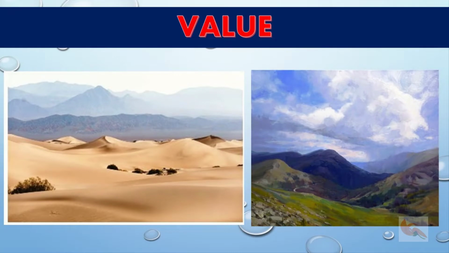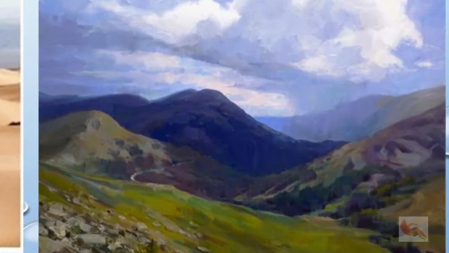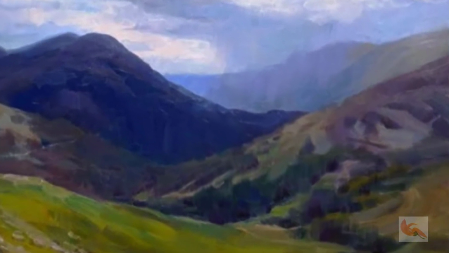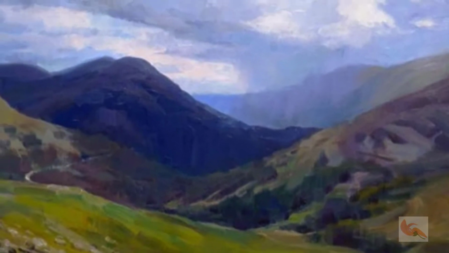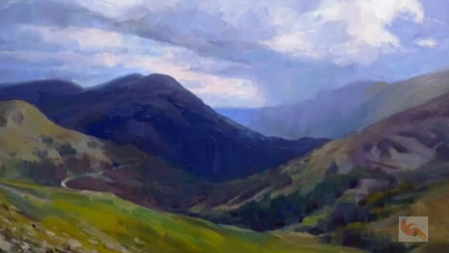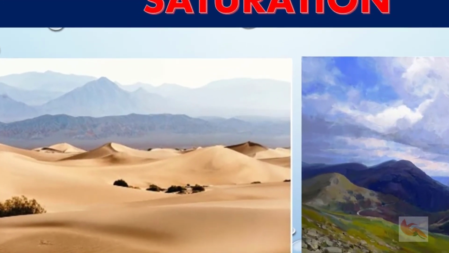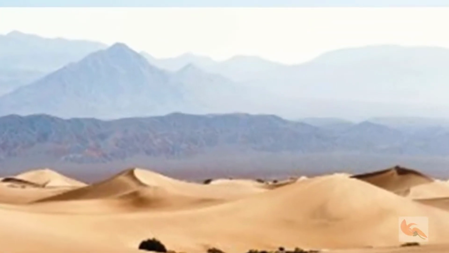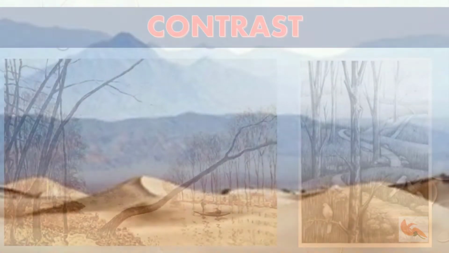Change in value. Usually the value of the objects in the background will become lighter. Further the objects are, they will appear softer and lighter. Lightest in the background, darkest in the foreground, and the middle ground will have middle tones. Change in saturation of the colors. The colors of the objects become less saturated and more grey as the distance increases.